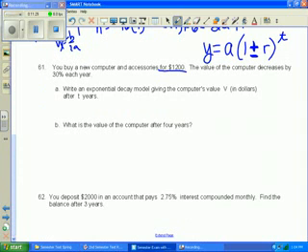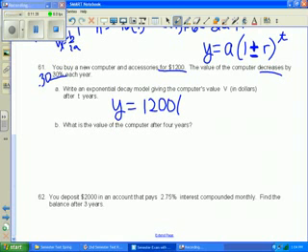So if this says we start with $1,200 and we decrease by 30% per year, that's 0.30. Write an exponential decay model. Well, that would be this. Y equals our 1,200 that we started with, and then our 1 minus our rate.